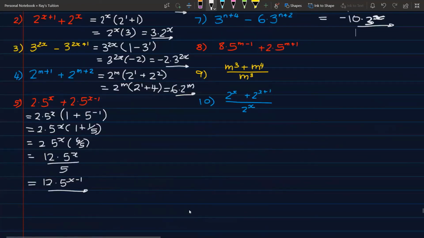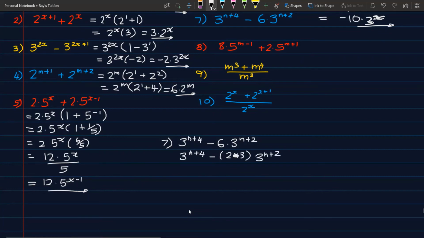Okay, let me do number 7 here at the bottom because the space there is not enough. So we have 3 to the power of n plus 4 minus 6 to the power of 3n plus 2. So again, we want to factorize. The numerator has 3. So I'm going to first convert the 6 to prime bases. So this is 3 to the power of n plus 4. And instead of 6, I'm going to write 2 times 3. That's what 6 is in prime bases. And then we have 3n plus 2.